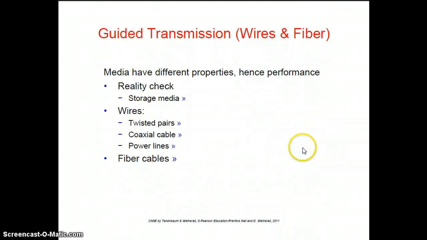Let's go with the guided transmission media. For this case, the purpose of the physical layer is to transmit bits from one machine to another. It means that various physical media can be used for the actual transmission.